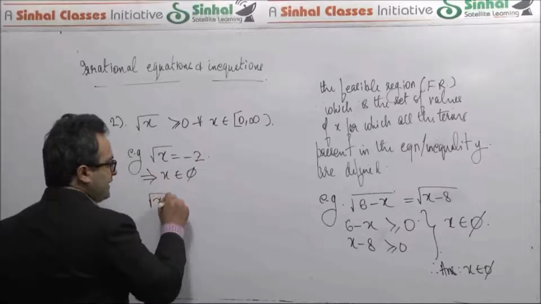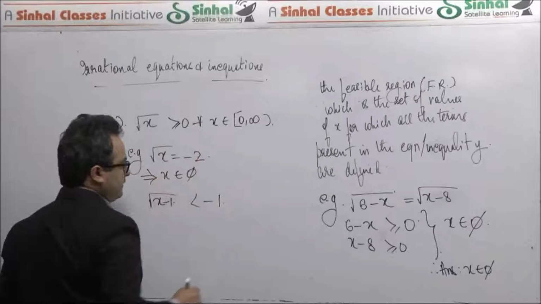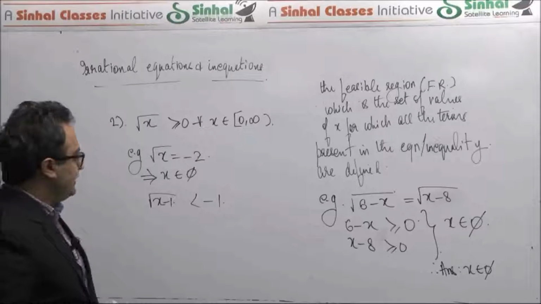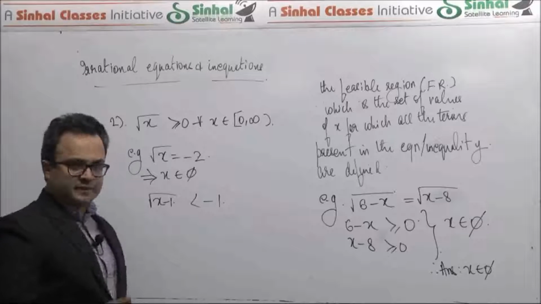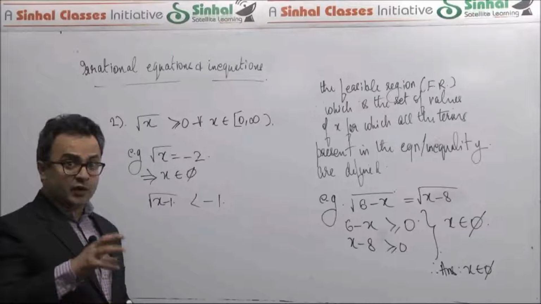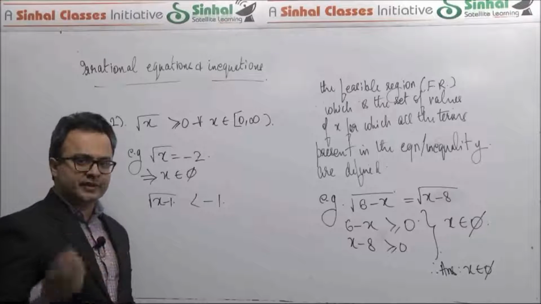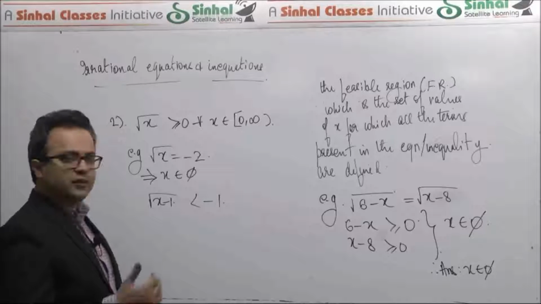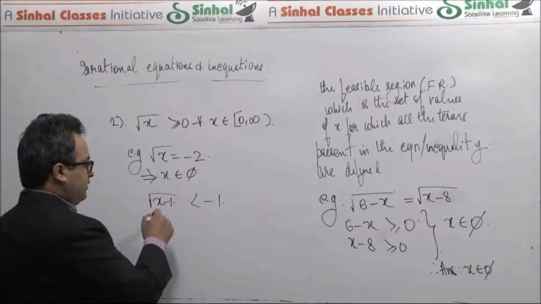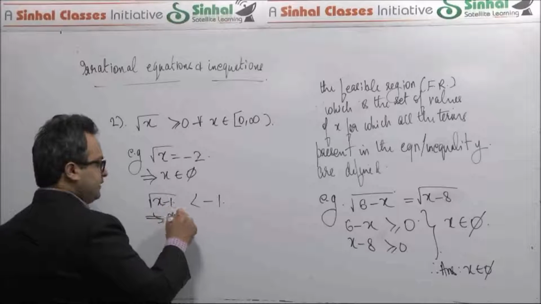Similarly, if I have root of x minus 1 less than minus 1. In this case, again, as defined, the output of root of x minus 1 has to be something which is greater than or equal to 0. So it obviously cannot be less than a negative number. So the answer to this should also be a null set.